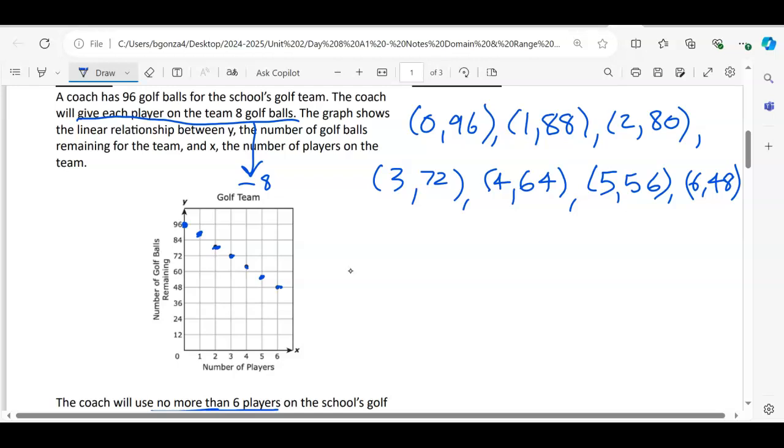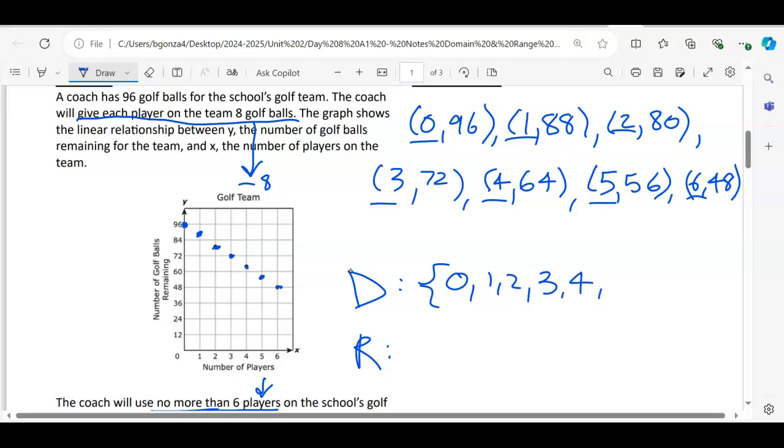Do you see, if there's a graph with a word problem, you read it, look at the graph, write down the points. Now this should be pretty straightforward, easy to find domain and range. What are the x's? What are the y's? So what's the domain? The x values are 0, 1, 2, 3, 4, 5, 6, because there's only 6 players when he's giving away these golf balls. So 0, 1, 2, 3, 4, 5, 6 in brackets, least to greatest, no repeating, right?